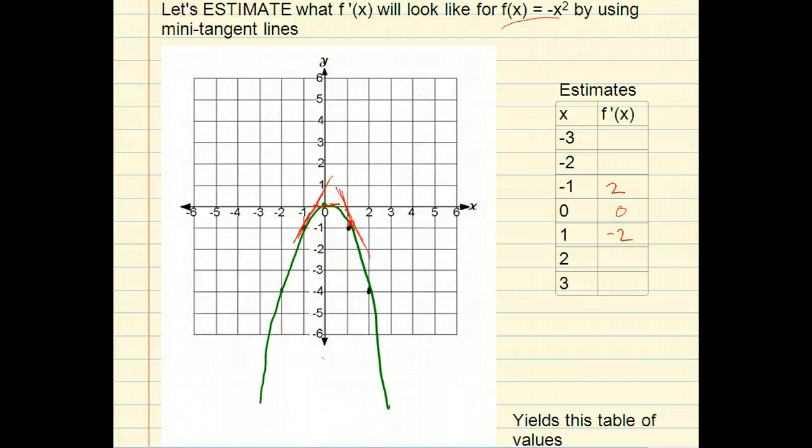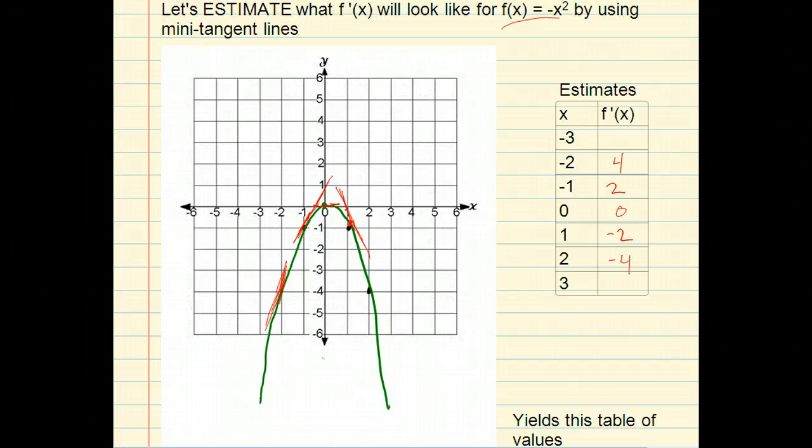So if I continue doing this, at negative 2, if I draw in a mini tangent line, it looks like it's positive and it's steeper. And it looks like maybe it's going to be 4. So at 2, it would be negative 4.